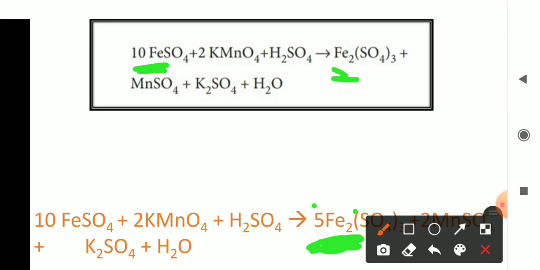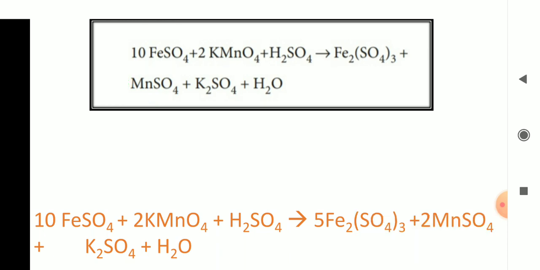Then we have to balance the reduced species, manganese. In the reactant side, how many manganese atoms do we have? We have 2 manganese atoms. But in the product side we have only 1 manganese atom. So what we have to do? We have to write 2 in front of this MnSO4. After doing these 2 changes, in the product side this equation becomes 5 Fe2(SO4)3 plus 2 MnSO4 plus K2SO4 plus H2O. So in step 3 what we have done? We have balanced the oxidized and reduced species alone.